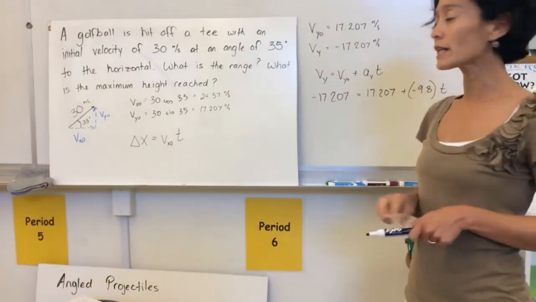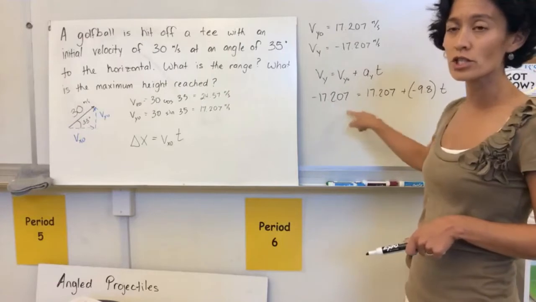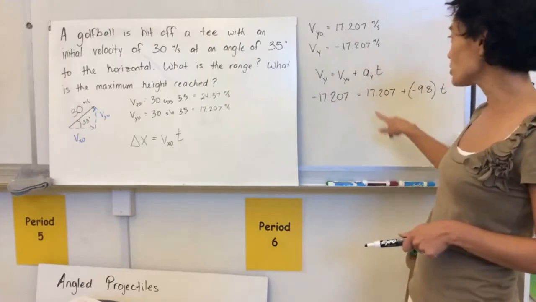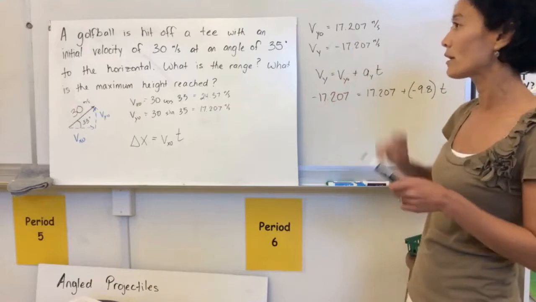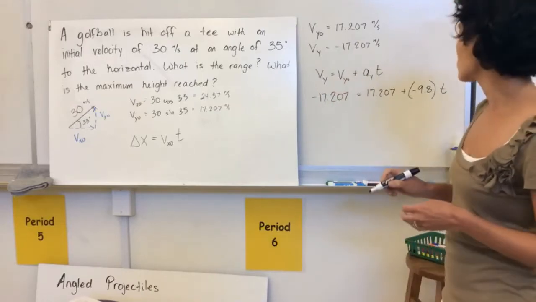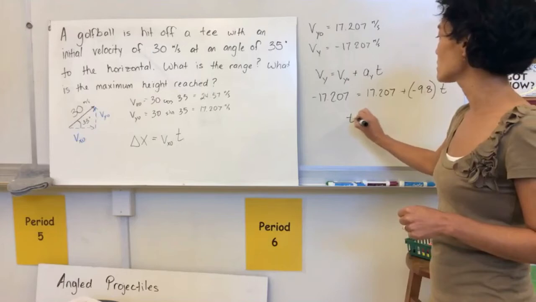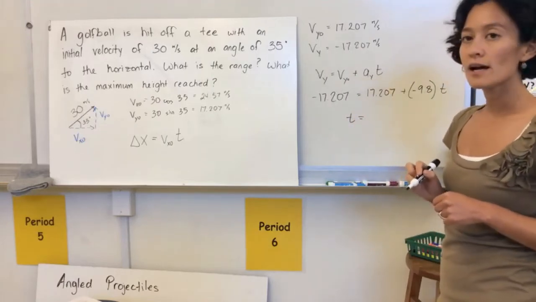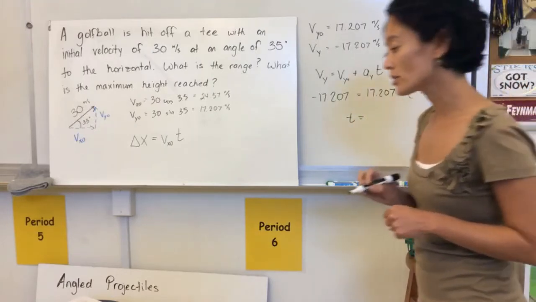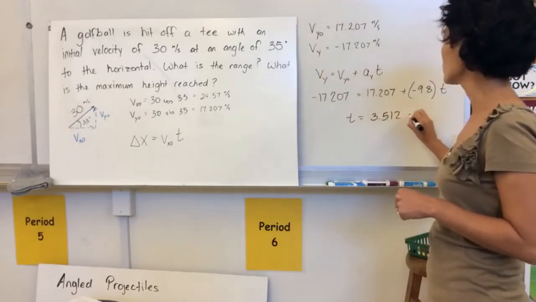And do not mistakenly think, oh, I've got 17.207 and I've got 17.207, these are just going to cancel each other out. They do not cancel each other out. When you subtract this over, do you see how you're going to get like a negative 34 point blah blah blah value? So go ahead and solve for what that t value is, and we'll see what your answer is. Okay, so your t value should have been 3.512 seconds.